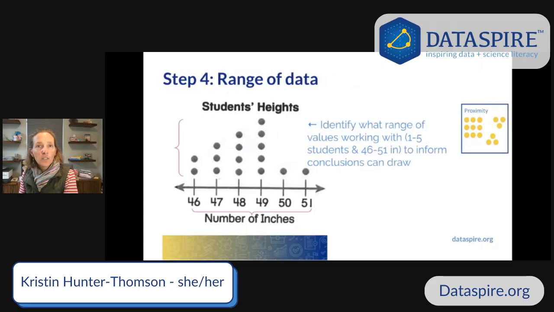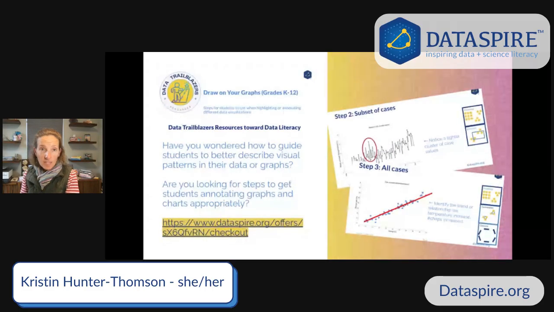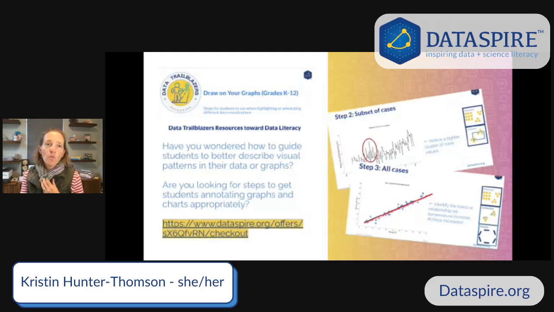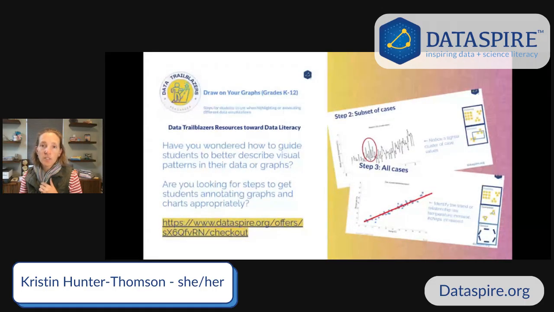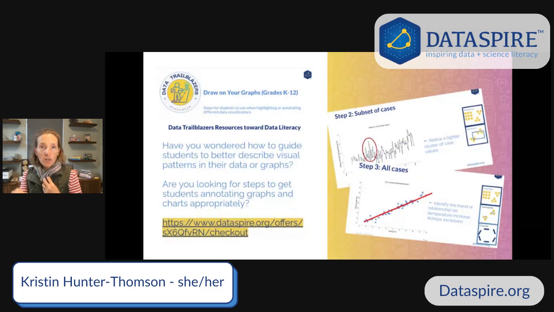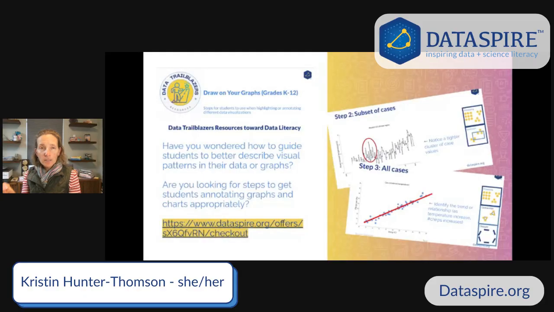So I really encourage you to take a look at this Draw on Your Graphs resource, where we break out what those different steps are for a variety of different data visualizations. What could that look like? What would we be drawing in? This is a way you can pair this with the I-squared strategy, so identify and interpret, or with notice, think, wonder.